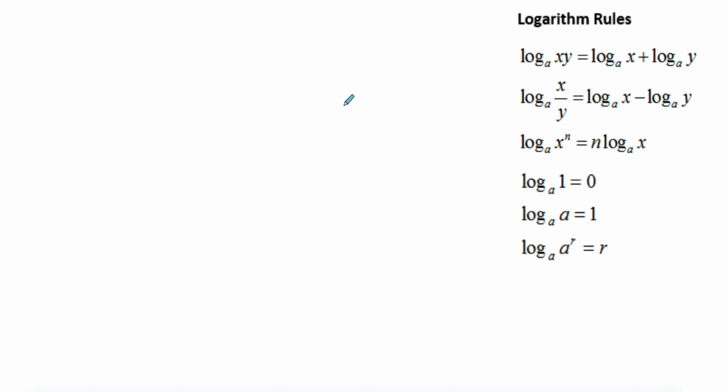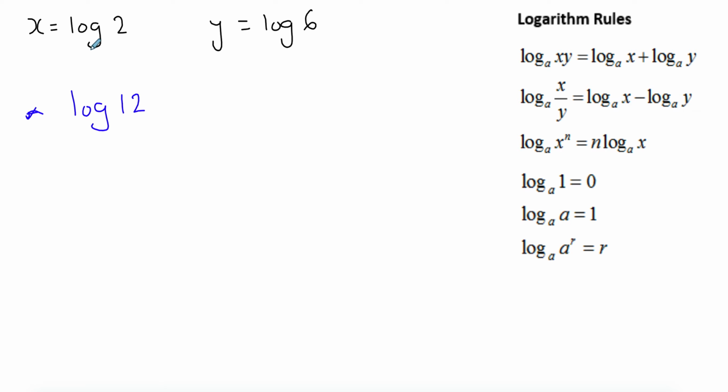Sometimes we expect you to use expressions to rewrite logs in terms of other expressions. So if I have x equals log of 2 and y equals log of 6, so I have my ways of representing log of 2 and log of 6, and I'm picking these letters. I want you to rewrite log of 12 in terms of x and y. So I need an algebraic expression that should only include x and y.